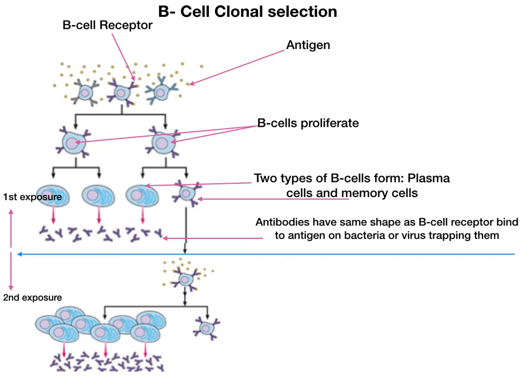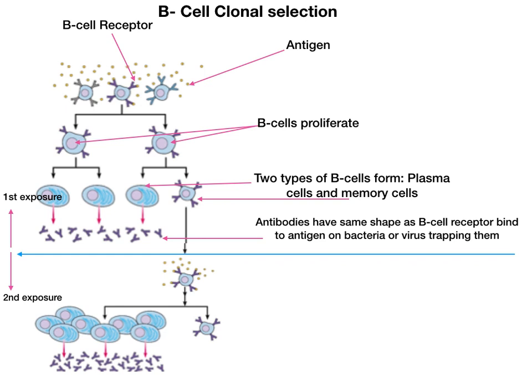Now those memory cells are there, they're ready to go. They interact with the antigen, they make even more plasma cells than the first time, and they also make more memory cells. Those plasma cells are making tons of antibodies. Look at how many antibodies are there versus during the first exposure. So you don't even feel sick.